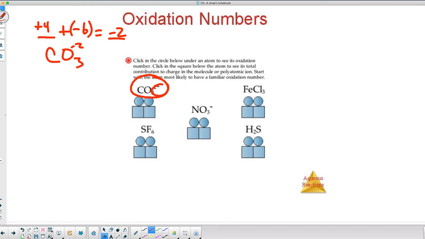So go ahead, on a piece of scrap paper, I'm going to give you a second here. I'd like you to see if you can find nitrogen here, if you can find iron here, and if you can find sulfur here. Go ahead and pause this. I'd like you to try this on your own and see if you can do it. If you have no idea, then just hang on.